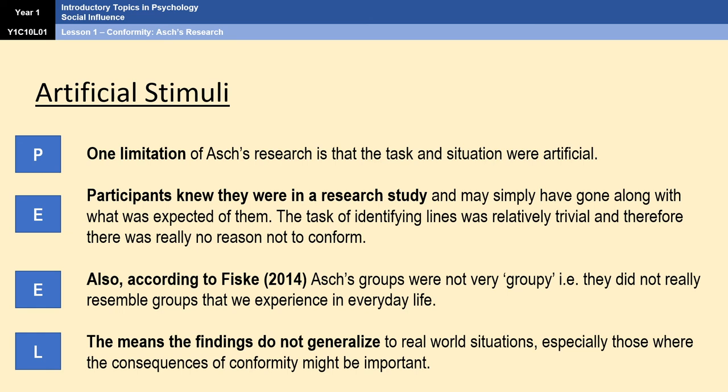And then finally, according to research conducted by Fisk in 2014, Asch's research didn't represent groups that we generally experience in everyday life, such as friendship groups, or colleagues, or families. Okay, they were just random people put together in a group. Okay, so all of those things mean that Asch's findings don't really generalize to real-world situations, especially those where the consequences of conformity might be quite important or where we interact with people directly to make decisions. And therefore, it lacks external validity.